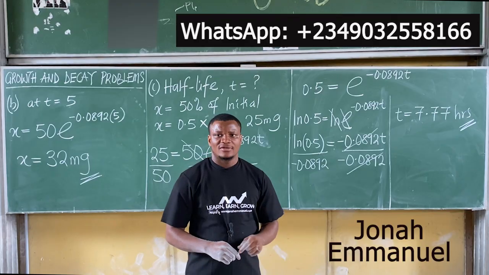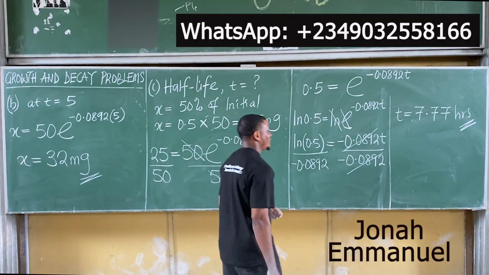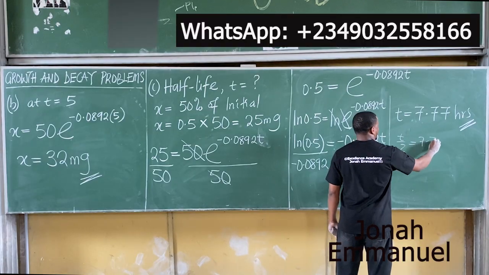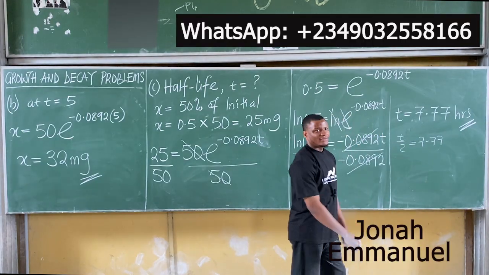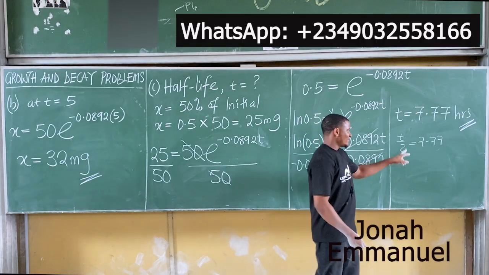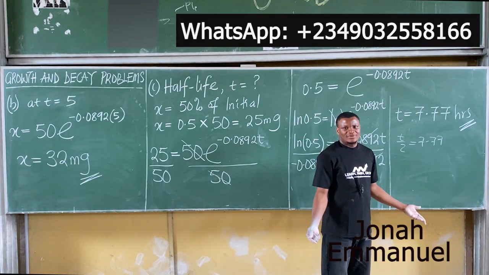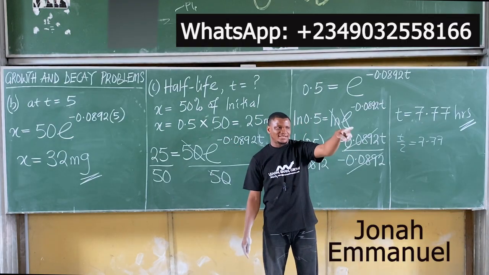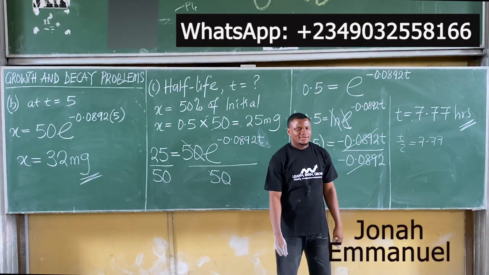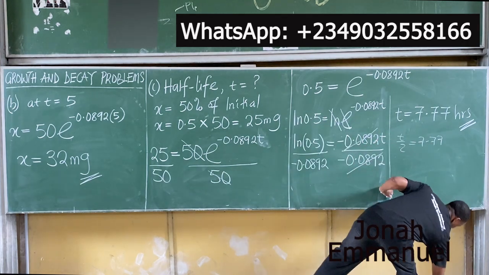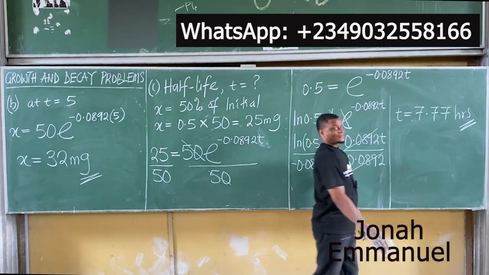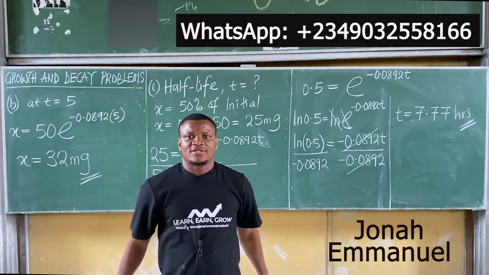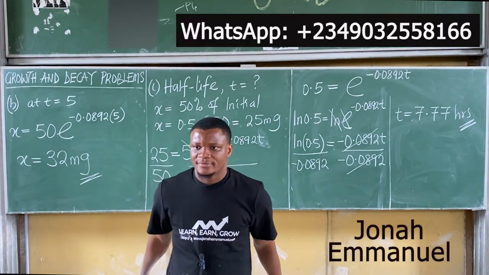If you check your text, some authors will say that for half-life, t over 2 is equal to 7.77. Some authors will tell you that half-life is actually t over 2. This is where the half-life concept affects it. But still do your research anyway. Basically, this is how we solve this question. Any questions, please? All right.